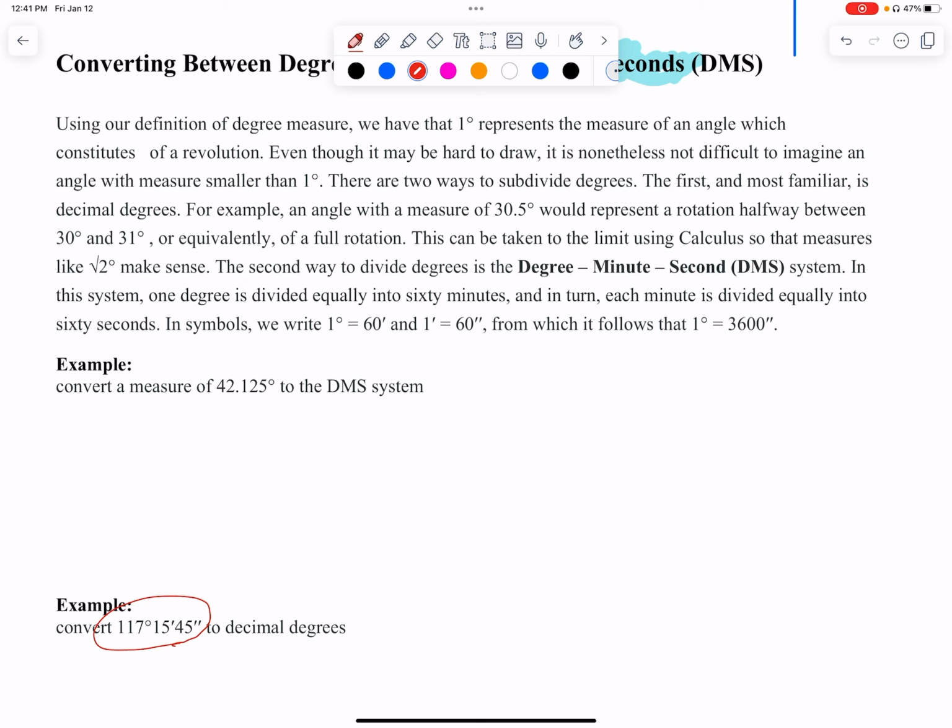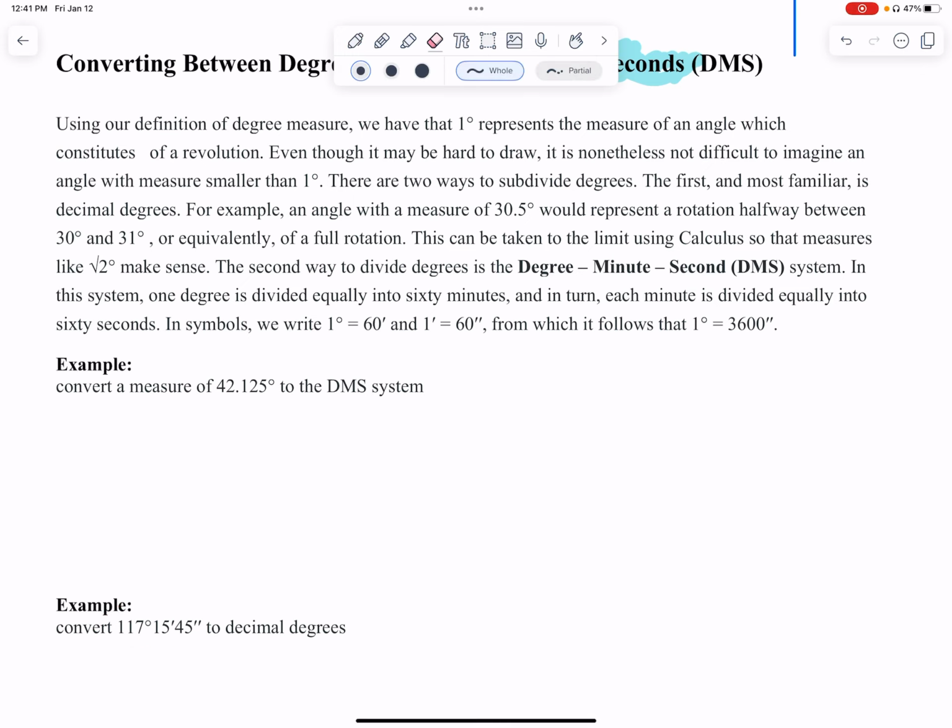So 15 minutes is a fourth out of 60. 15 out of 60 is a fourth of a degree. 15 minutes is 1/4 of a degree. And then we have 45 seconds. That's 3/4 of a minute, just like time works. But that's how we break it down. We get a very accurate description based on just revolution rather than decimals.